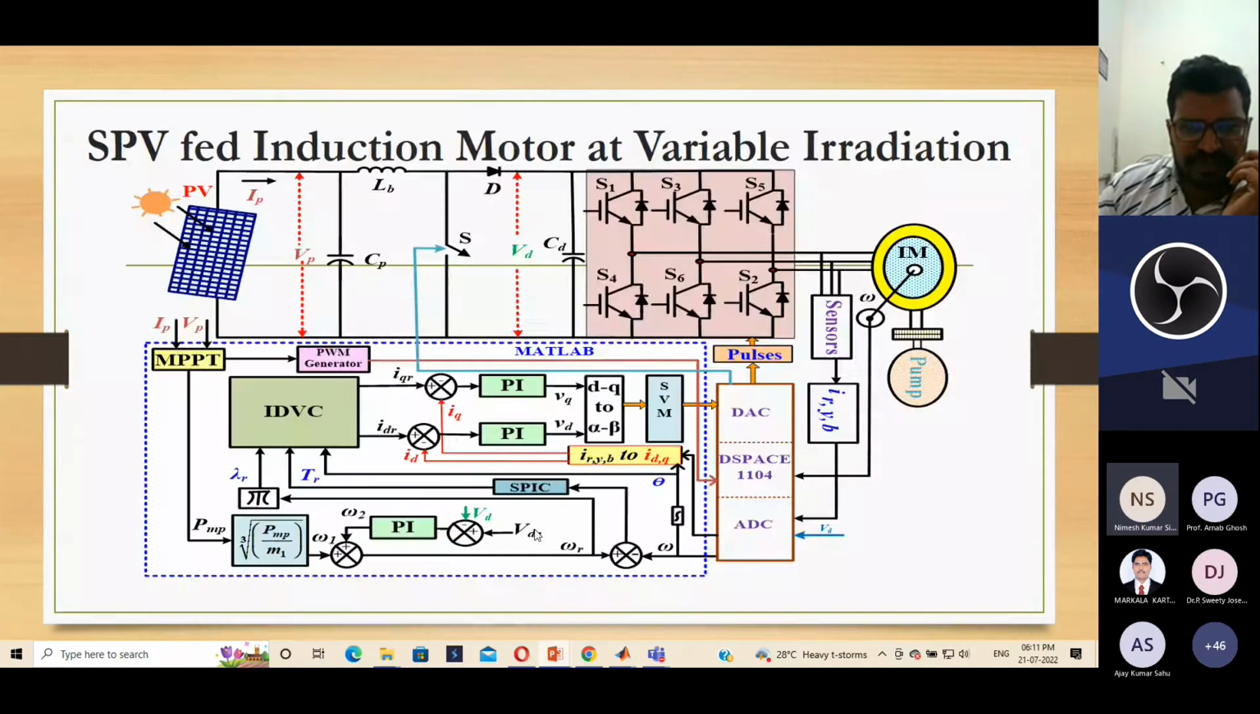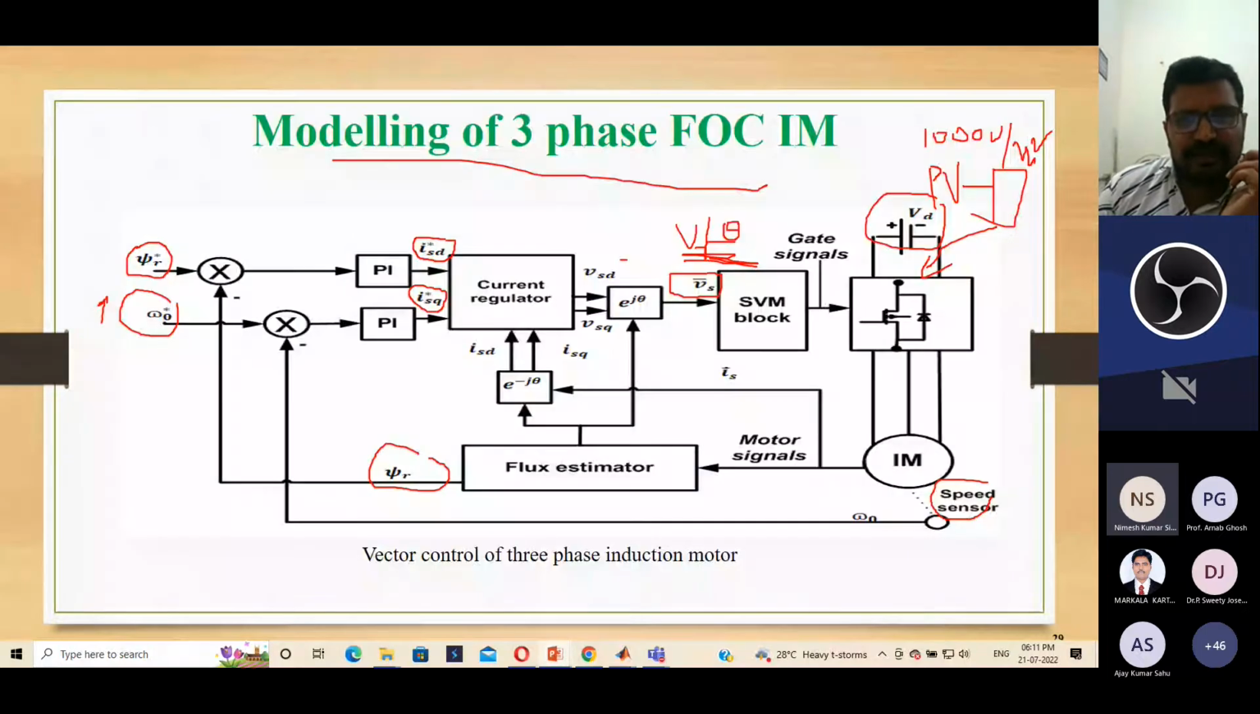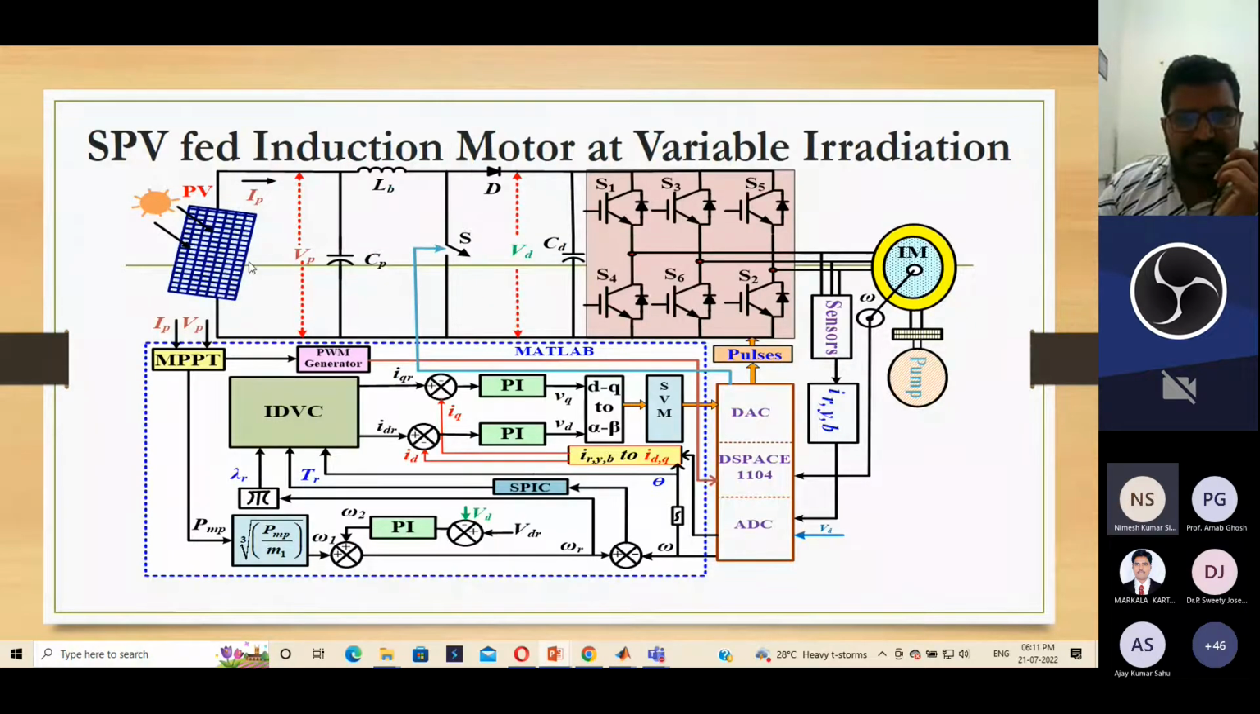So this is the condition only when there is a constant situation. For example, generally the PV power is not going to be constant, right? The power from the PV system is going to vary. Then how can we drive the induction motor when there is variable power? So this is the variable irradiation condition. There is a possibility that we can get a variable power drive for the motor. So here the power from the PV system is going to be variable.